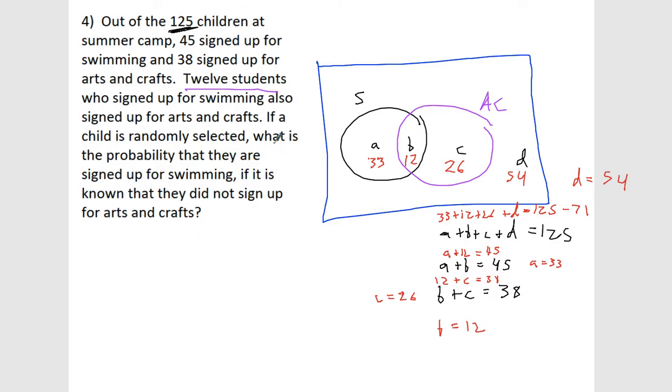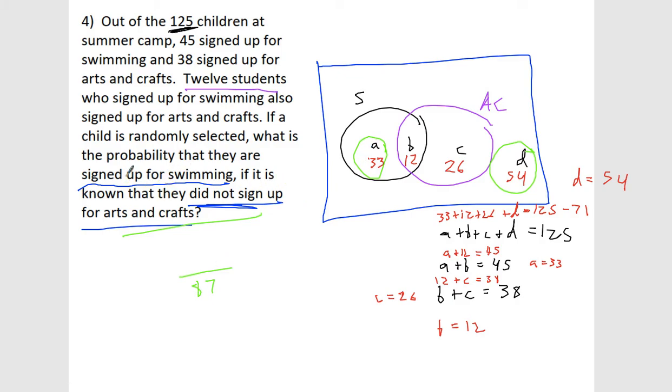Now we can look at the question and see if we can answer it. What is the probability that a student is signed up for swimming if it's known that they did not sign up for arts and crafts? Okay, so what are the chances of signing up for swimming if they did not sign up for arts and crafts? So we know of the students that did not sign up for arts and crafts, that's anyone outside of this AC circle, so not B and not C. So these are our not arts and crafts. 33 plus 54. So that's 87 total students, or 87 total children at the summer camp.